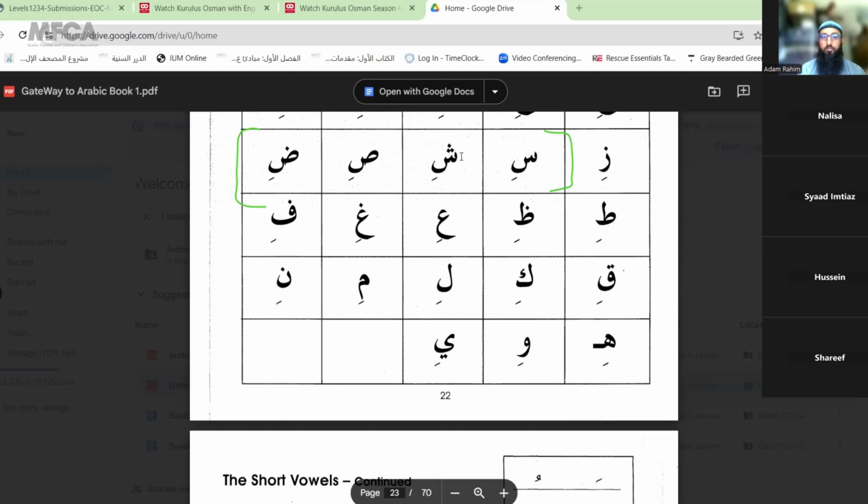You said the same letter, brother? Please. Okay. The letter is Sod. It's Kasra. And the sound will be Si. Perfect. Very good. Brother Sayyid, the same letter, please. The letter is going to be Sod, Kasra, Slee. Very good. Ahsan. Brother Hussein, same letter, please. Sod, Kasra, so it's going to be See.